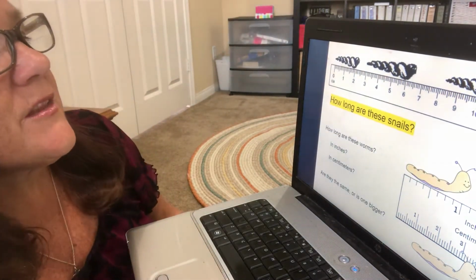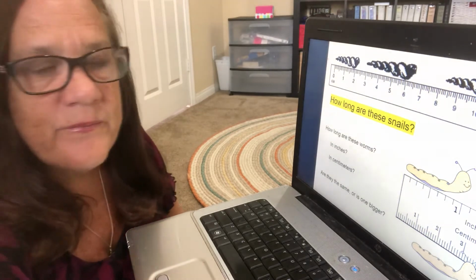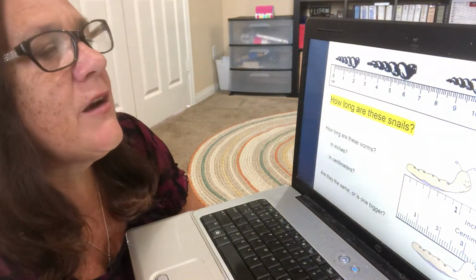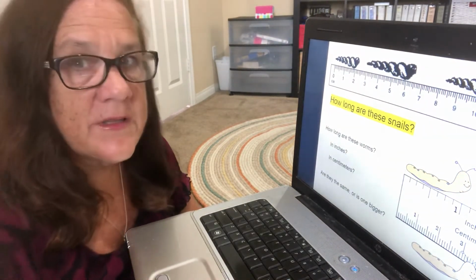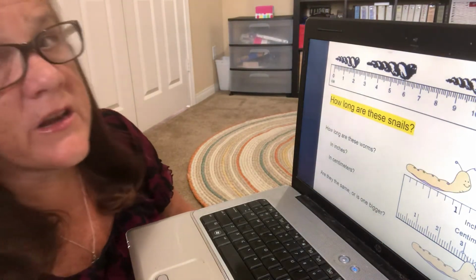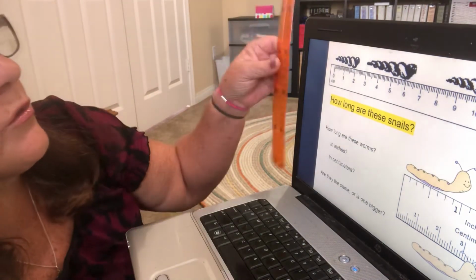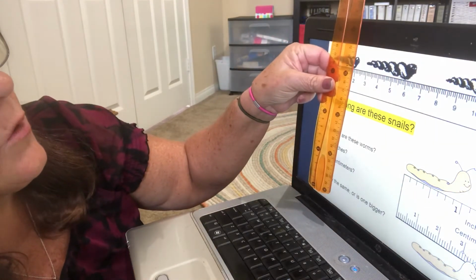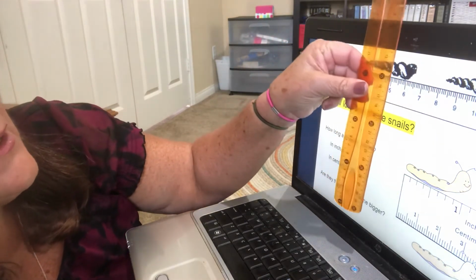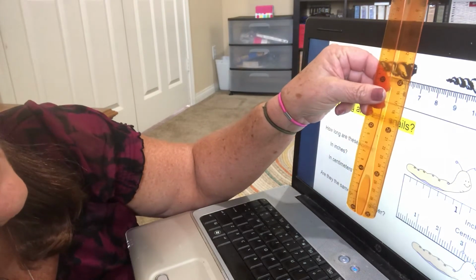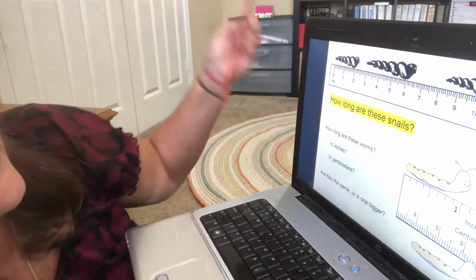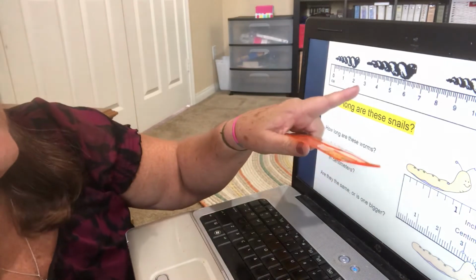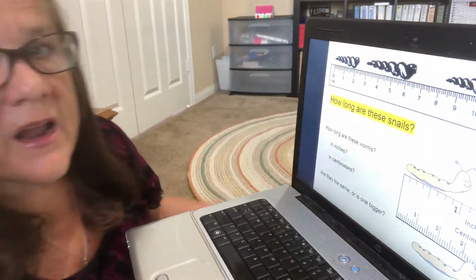Okay, go ahead and look at the second one and take a look at it and write it down. This one's a little trickier because they're not starting at 0, they're starting at 3. So let's have a look. Okay, it's 1, 2, 3, 3.5. So remember, it's from 3 to 6. And then a half more.